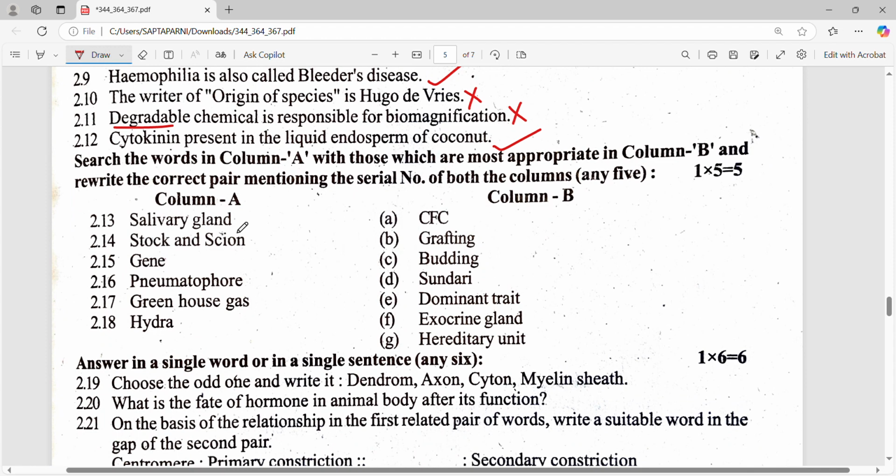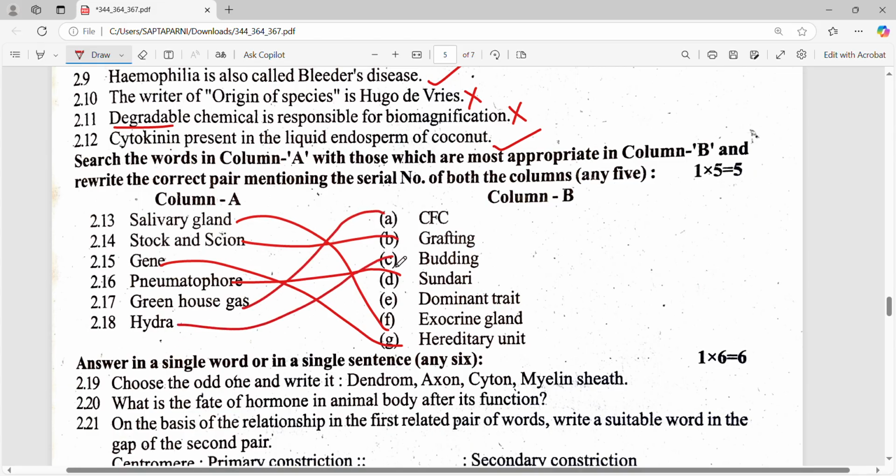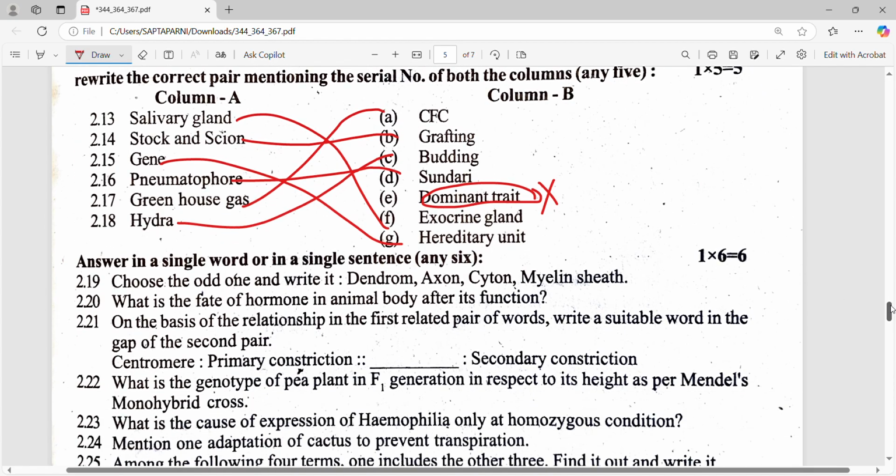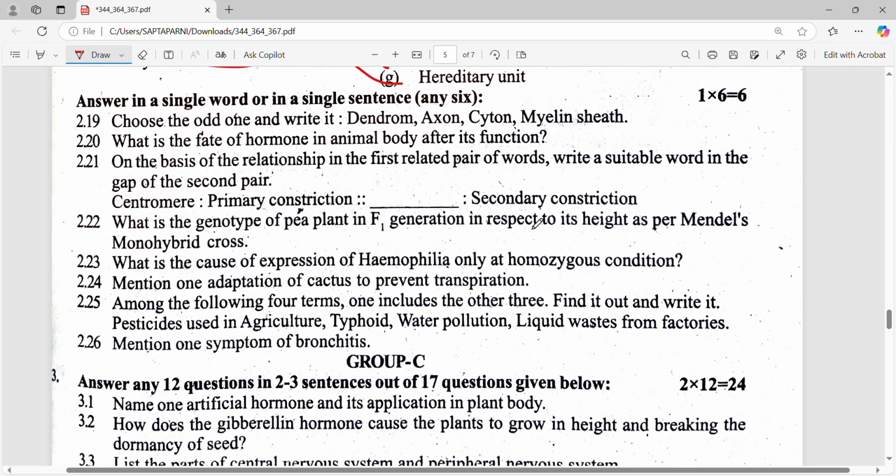Salivary gland with exocrine gland. Stalk and Schwann, grafting. Gene is the hereditary unit. Pneumatophore, Sundari, greenhouse gas, CFC, Hydra, budding. Okay, so here dominant trait is not matching with any one. Next, you have to answer in single word or single sentence.